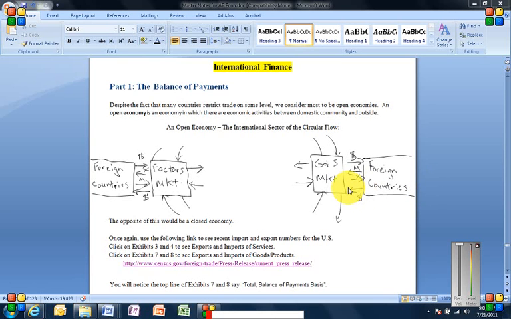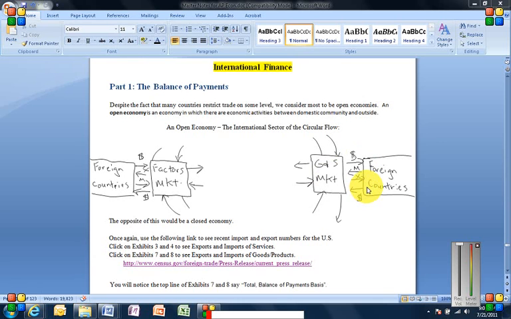This is the exterior of the circular flow, which we call the international sector, and if you'll recall, on one side we have the goods and services market, also known as the products market. On the other side we have the factors market, also known as the resources market. And people in an economy are buying and selling factors of production as well as goods and services. But of course, there's an equal and opposite reaction, so to speak, and that's the money that's being exchanged, both for imports and exports.